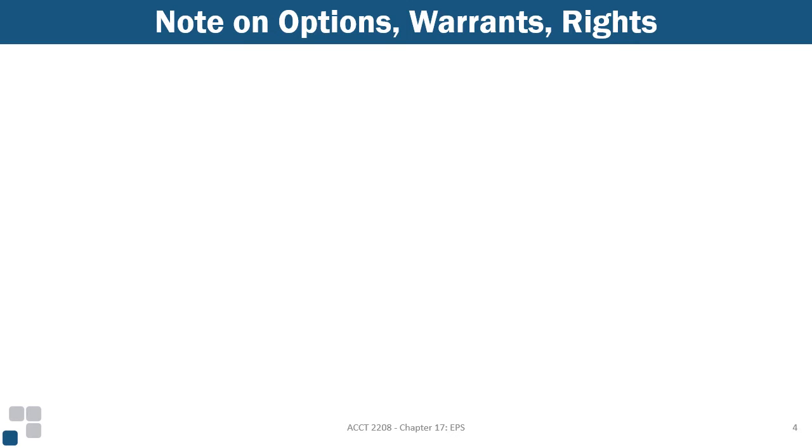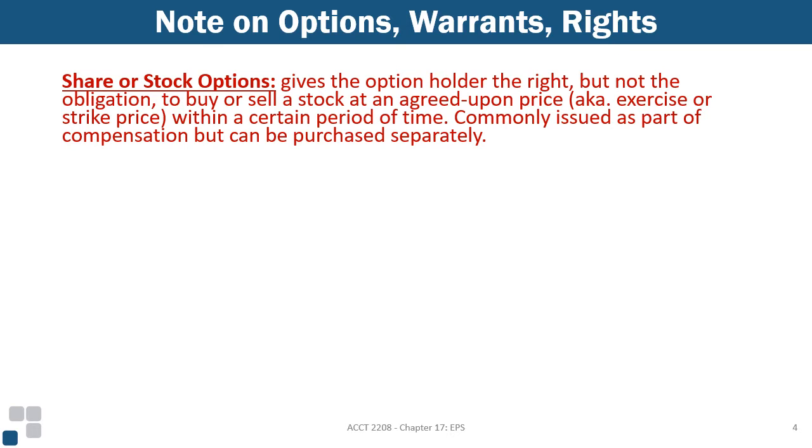I just want to take a moment to provide a brief note on options, warrants, or rights, because students usually get confused between them, and really there's not a lot you have to know about them. They're treated the same way, but in case you're wondering about the difference between them. Share or stock options give the option holder the right but not the obligation to buy or sell a stock. In our context for earnings per share, it's about buying a stock, right? Because if somebody buys the company's stock, it will increase the number of common shares. We're not concerned about options to sell stocks. Anyway, it gives the option to buy shares at an agreed upon price, and that's usually called the exercise or strike price.